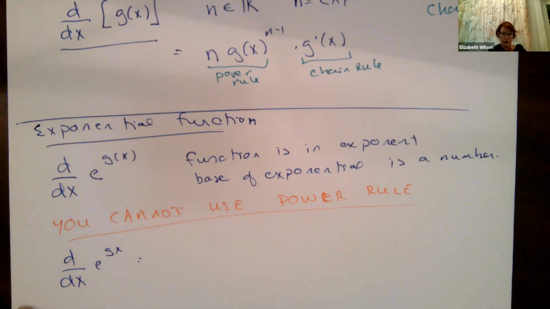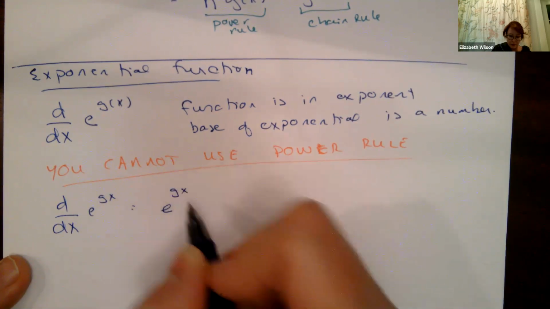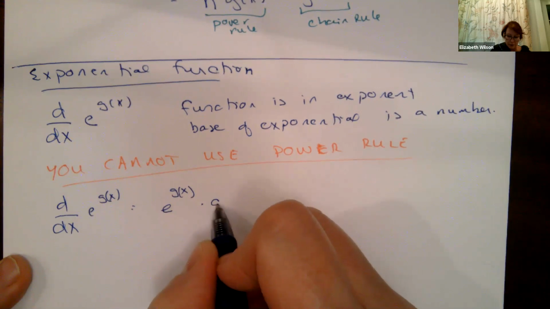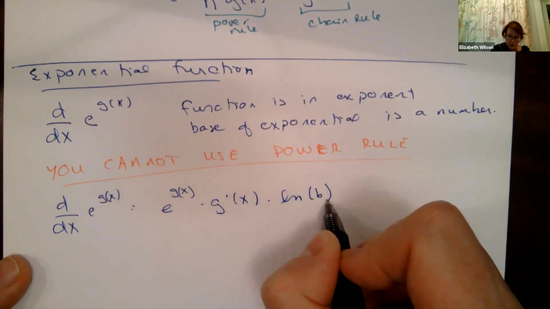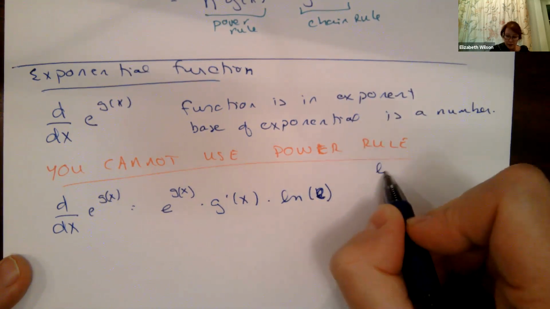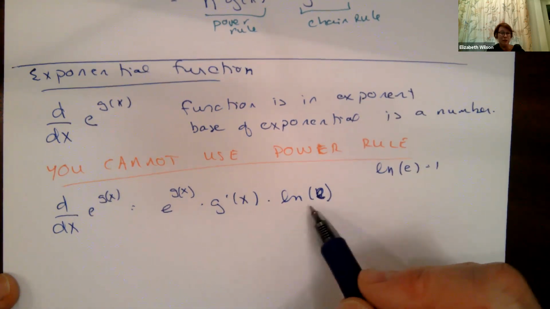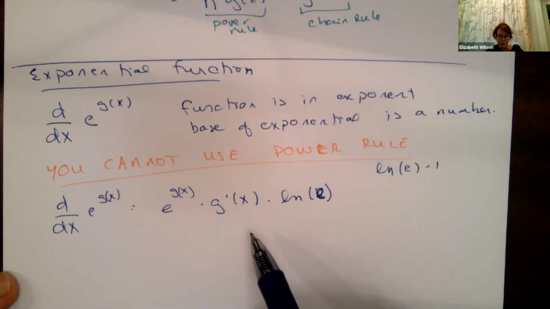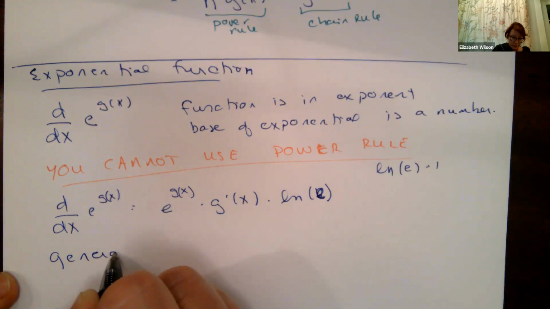So when we want to take d/dx of e to the g of x, how we do this is this. I repeat my exponential, g of x. Then I do the chain rule. And then you take the natural log of the base. That's e. Natural log of e is equal to 1. We don't write it. I'm writing it here so that you can see this is our general form for taking a derivative of an exponential function, generally speaking.